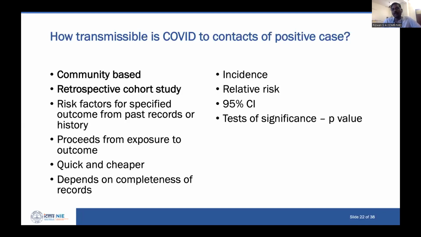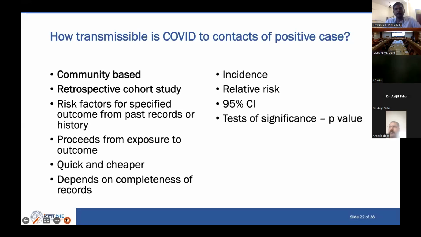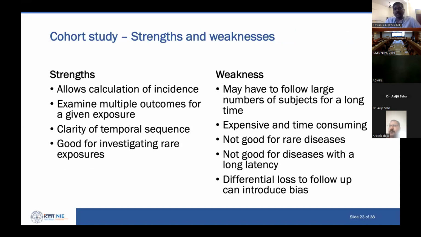These are usually quick and cheaper compared to prospective cohort studies, but the main limitation is the records must be complete because these will be mostly record-based studies. So how well the records are kept determines how good you can do this study. Again, incidence, relative risk, 95% CI, and p-values can be calculated based on tests of significance in such cohort studies. So we have seen two types of cohort studies. One is prospective and the other one is retrospective. The strengths are, it helps us to calculate incidence.